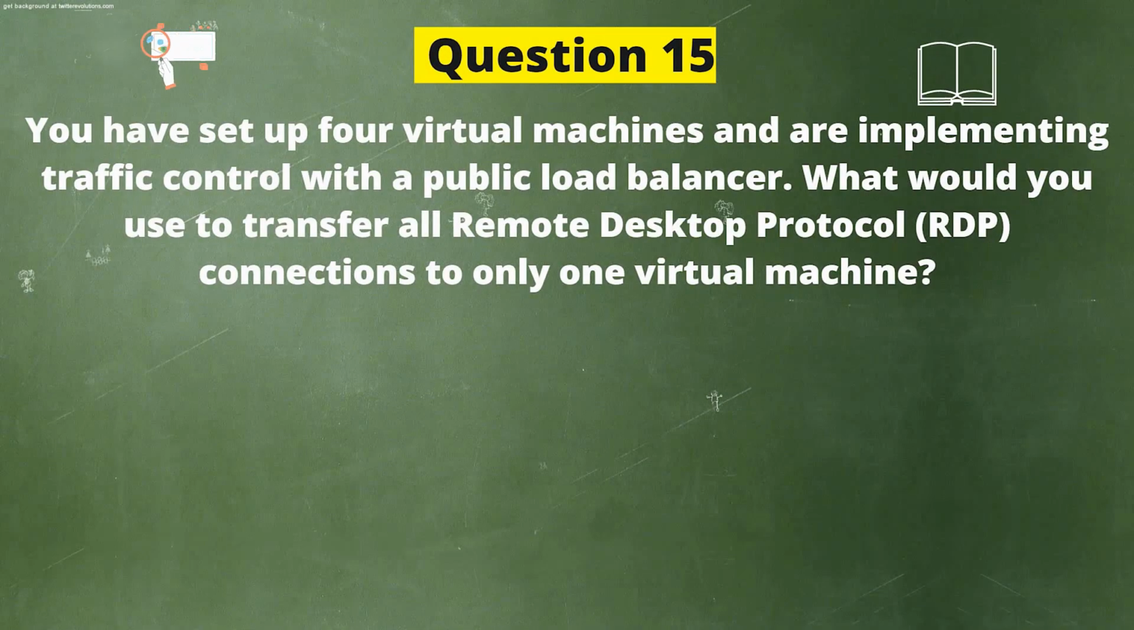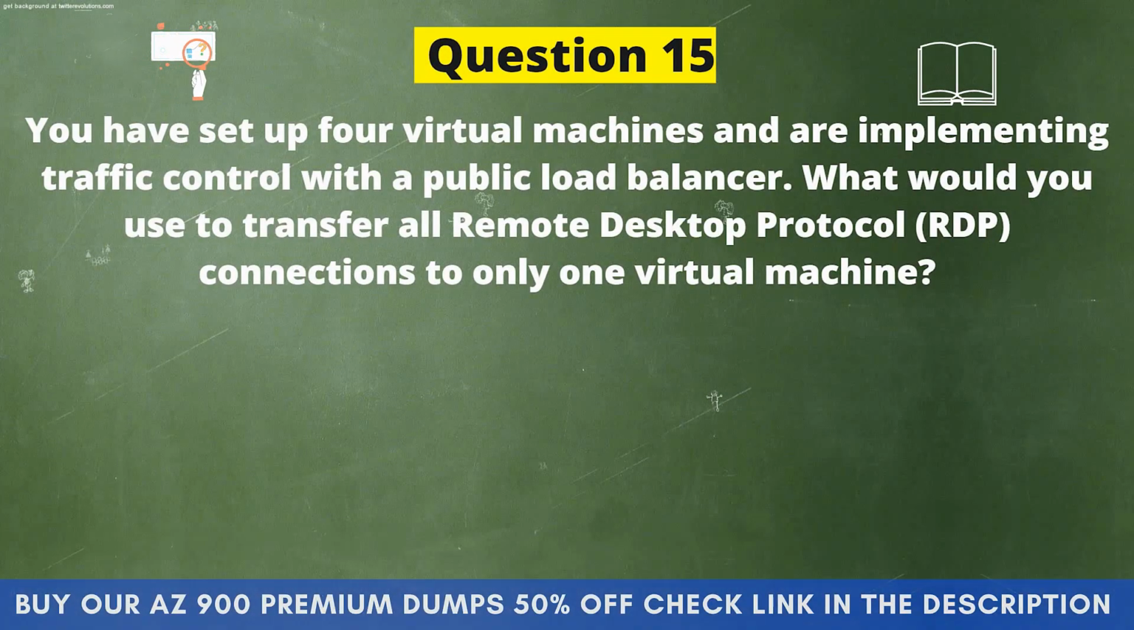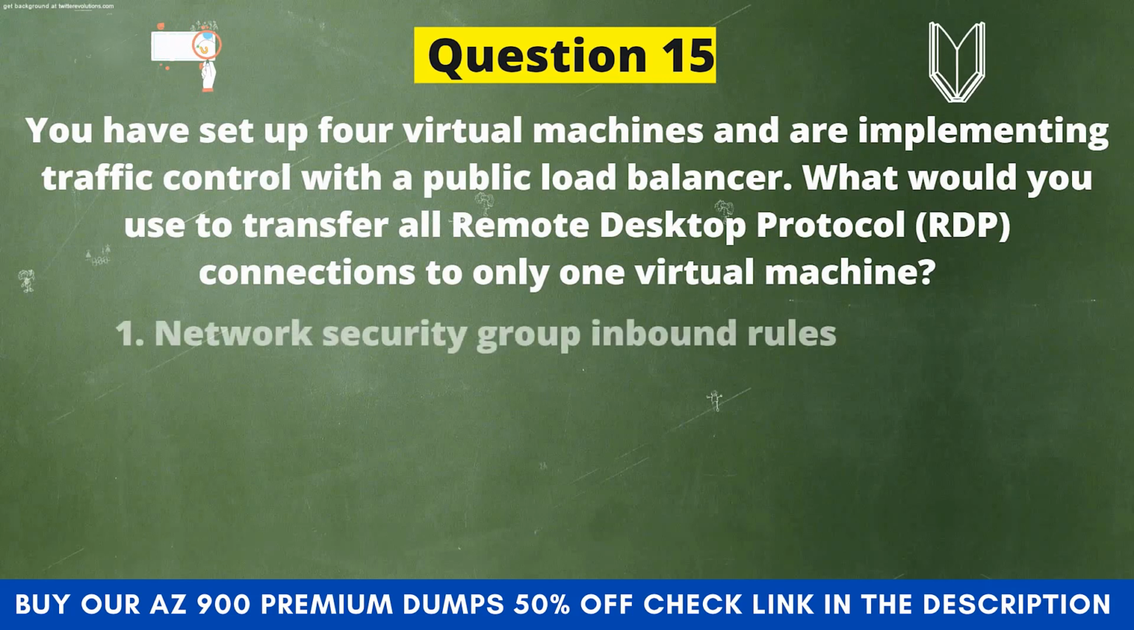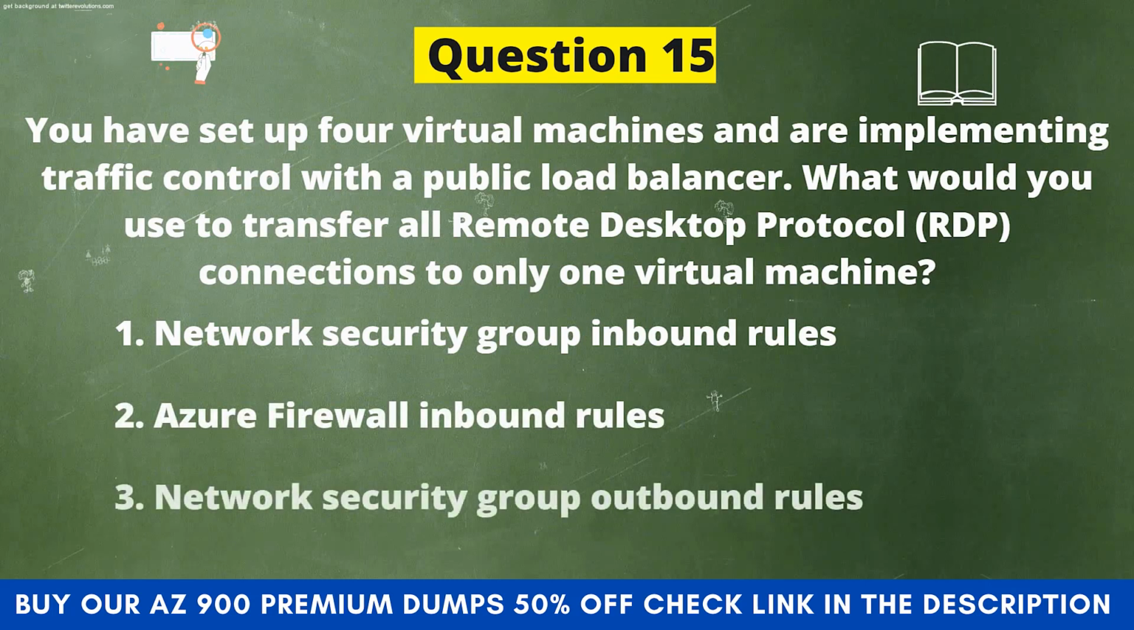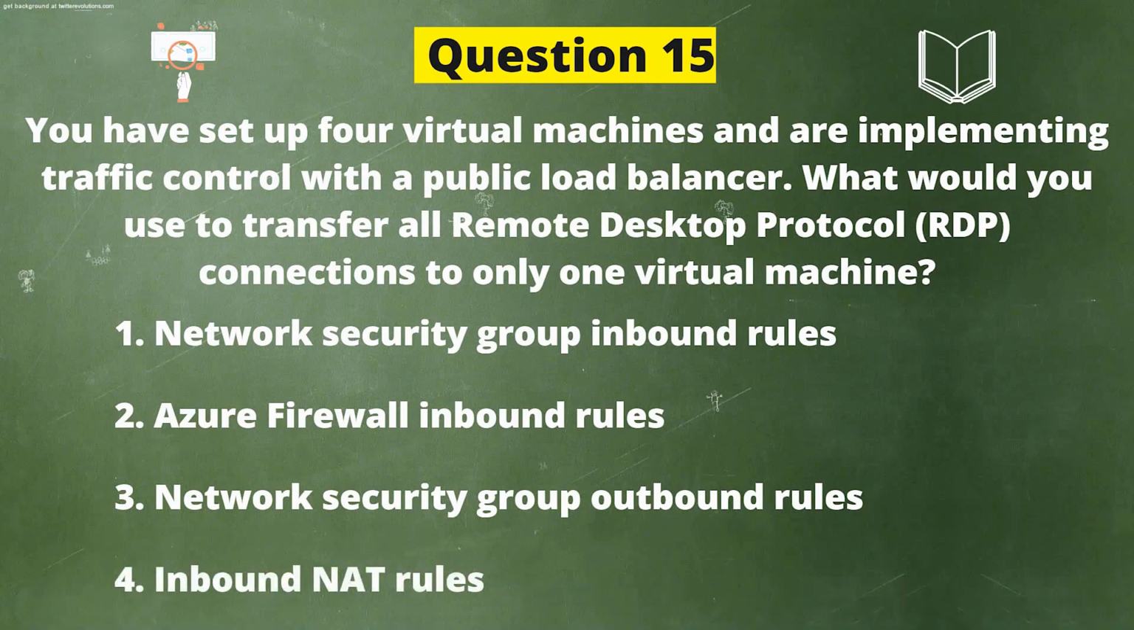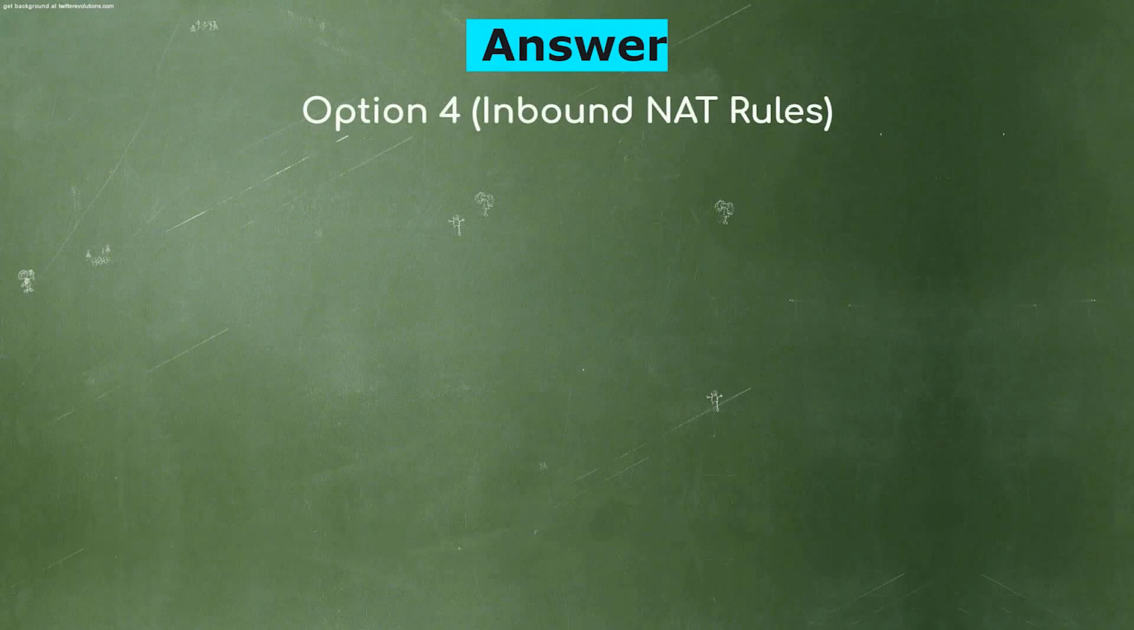Next question. You have set up 4 virtual machines and are implementing traffic control with a public load balancer. What would you use to transfer all remote desktop protocol connections to only one virtual machine? And the options are: 1. Network Security Group Inbound Rules, 2. Azure Firewall Inbound Rules, 3. Network Security Group Outbound Rules, 4. Inbound NAT Rules. And the correct answer is option 4. Inbound NAT Rules.